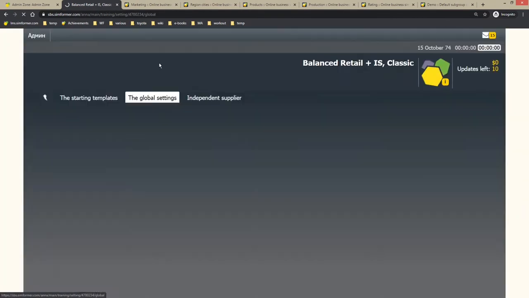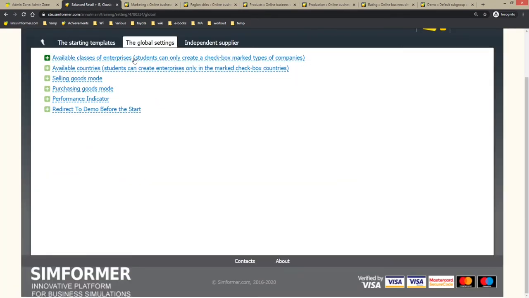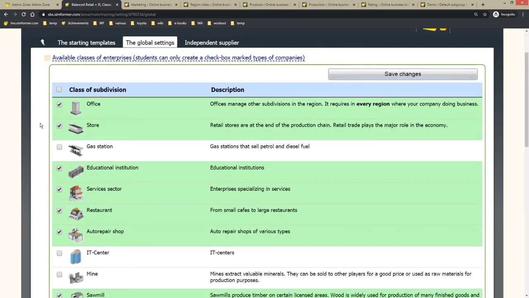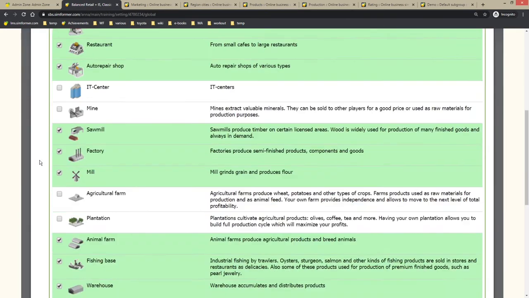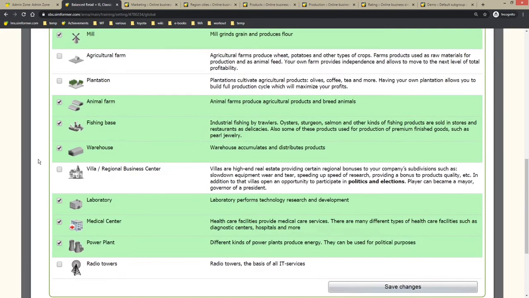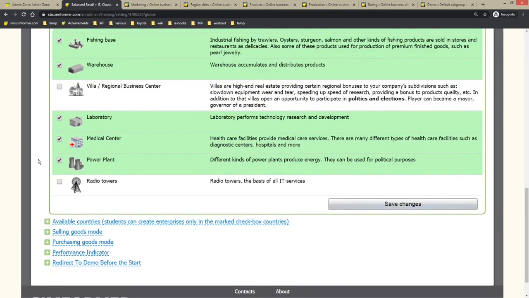The second step is going to global settings, and this is where we choose what kind of business units the participants will have the opportunity to open. So as we can see, if the checkbox is not checked, naturally these will not be available and the student will not be able to open those. And that's how we literally limit certain industries or business units from being opened.